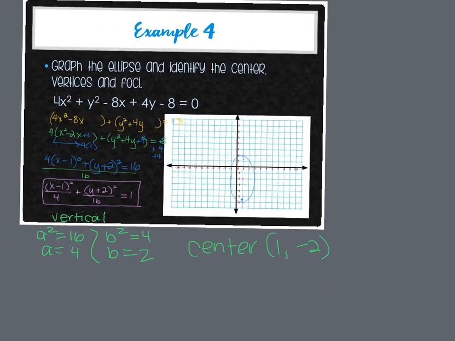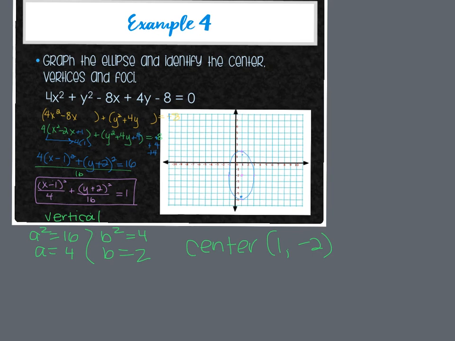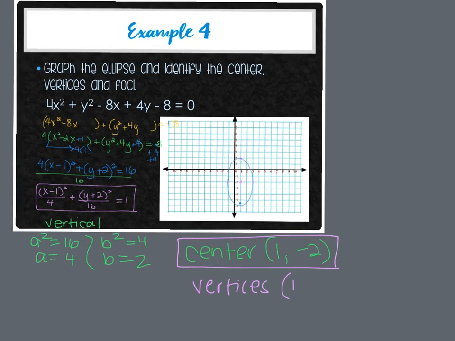And then I've got to list all the things they asked for, which was the center. We have (1, -2) here. The vertices, which are on the y-axis or the vertical axis because this is a vertical one. So we went up 4 and down 4 from our center, which means the x is staying the same, but the y is getting added and subtracted 4. So this becomes (1, 2) and (1, -6).